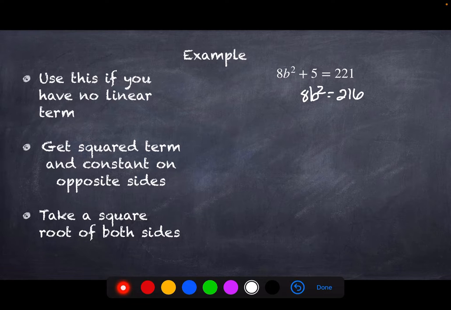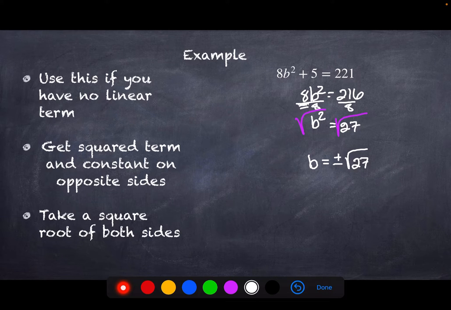Now, a mistake people make sometimes, they want to take a square root right here. Don't do that if you've got this coefficient here. Go ahead and divide it out first. So when we do that, we're dividing by 8 on both sides. We'll have b squared is equal to 27. So now I'm ready to take my square root on both sides. And that gives me b equals, don't forget, positive or negative, radical 27.